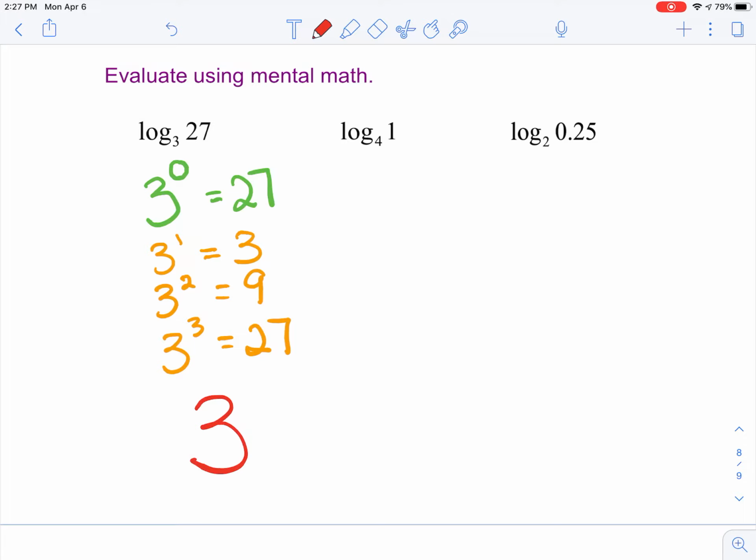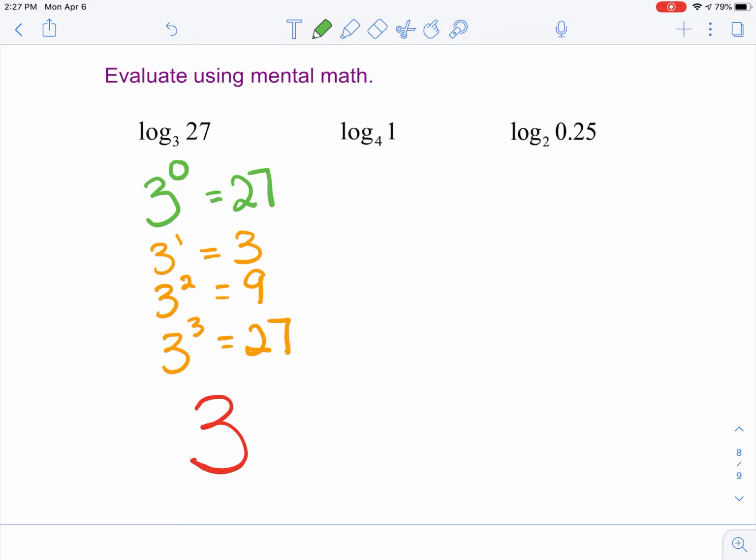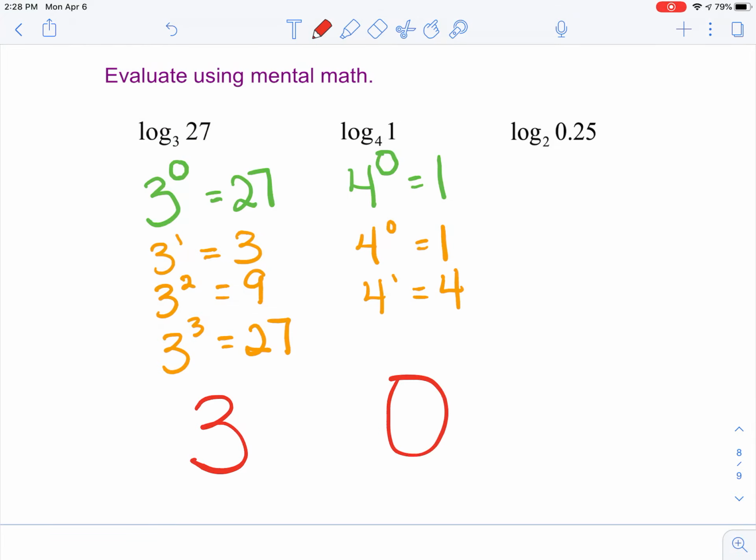Okay, let's do this next one. 4 to what power equals 1? Here we go. 4 to the 0 equals 1 because 4 to the first is already bigger than it, so we have to go back 1. So your answer for this problem is going to be 0.